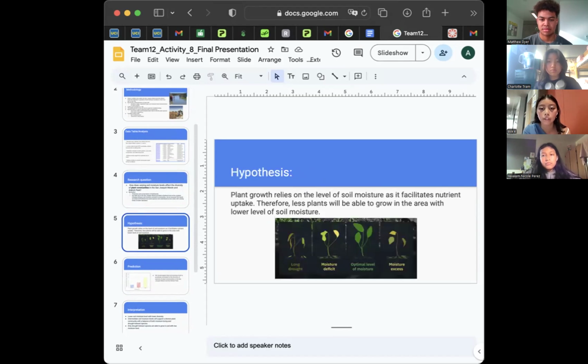So our hypothesis, to answer this question, was that plant growth relies on the level of soil moisture as it facilitates nutrient uptake. Therefore, fewer plants will be able to grow in the area with a lower level of soil moisture. And this little picture here is just showing what we predicted the plants would look like with the varying moisture levels, as a visual representation.